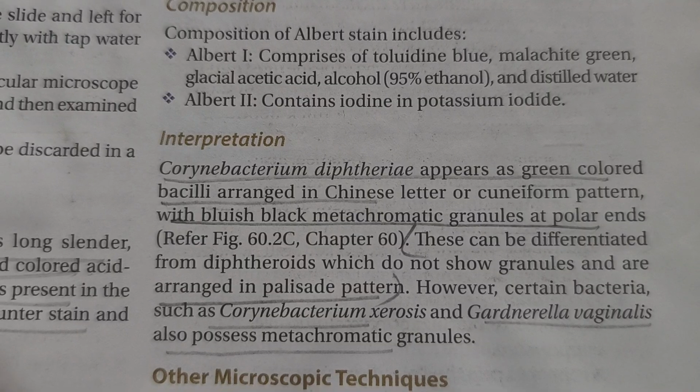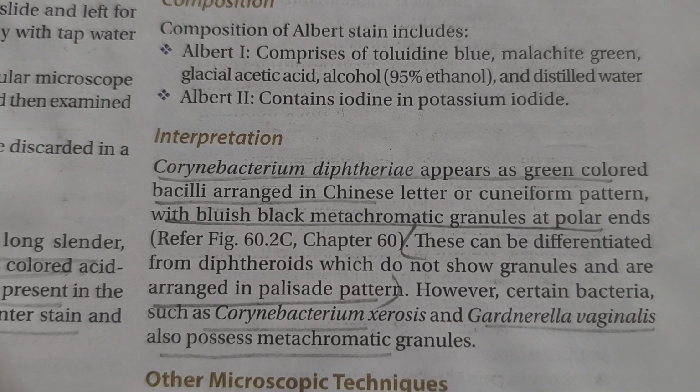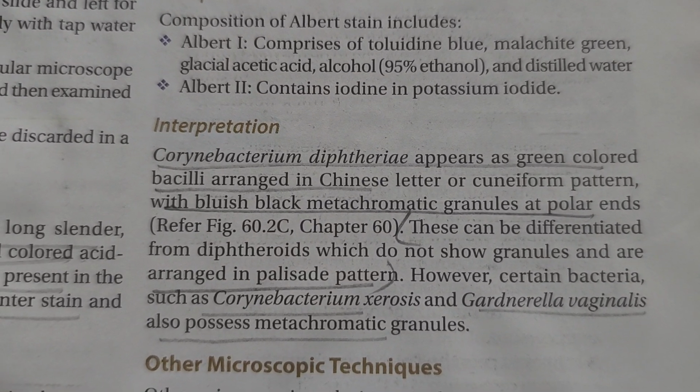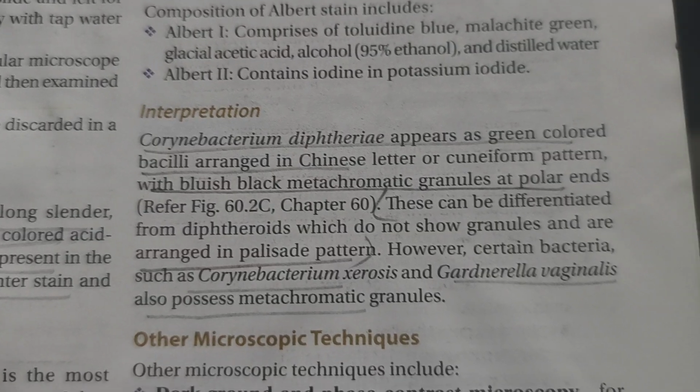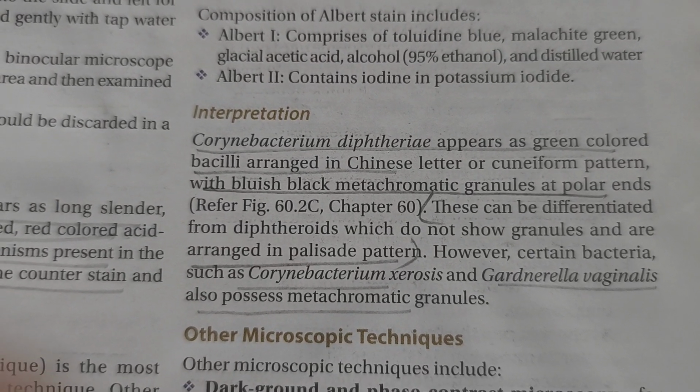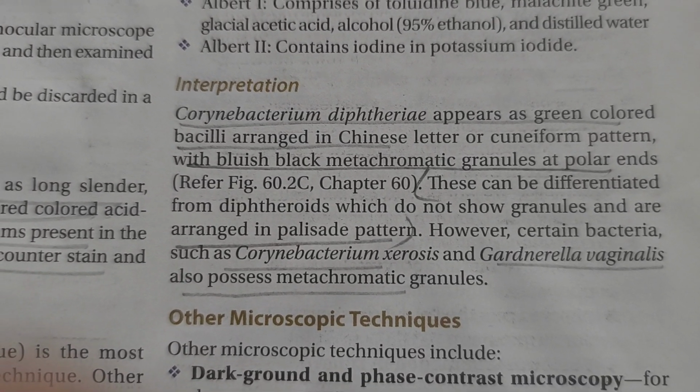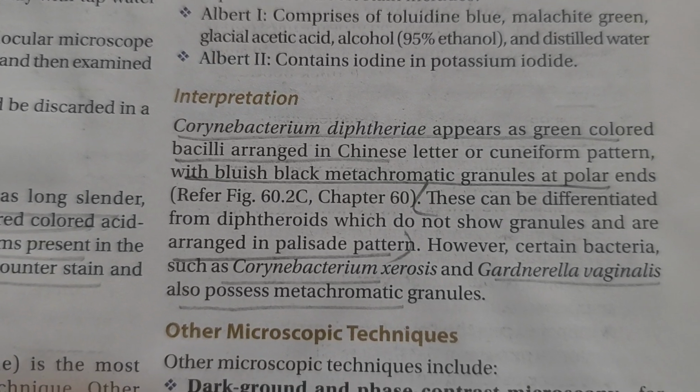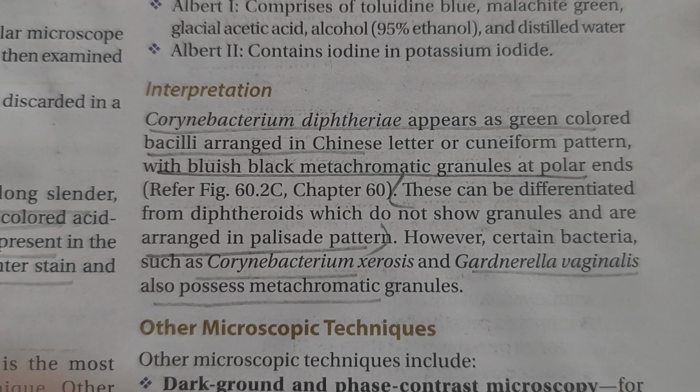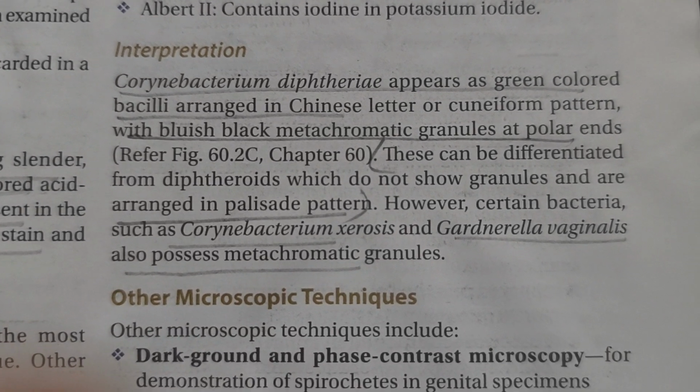Composition of Albert stain. Albert 1 comprises toluidine blue, malachite green, glacial acetic acid, 95% ethanol and distilled water. Albert 2 contains iodine in potassium iodide.